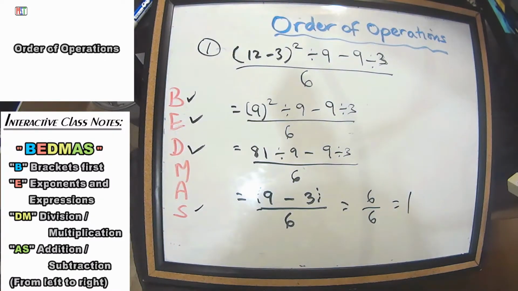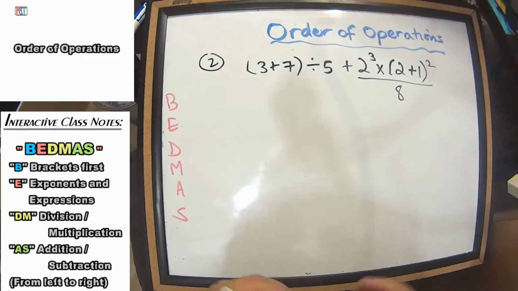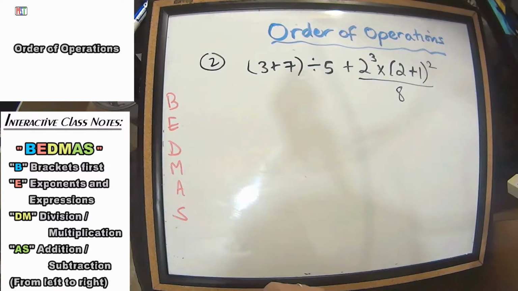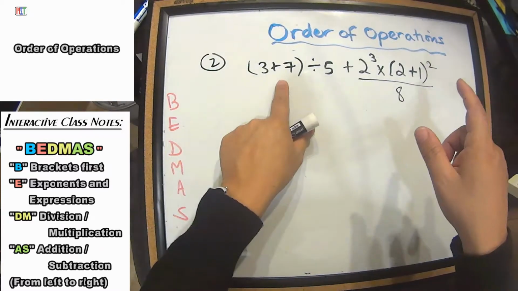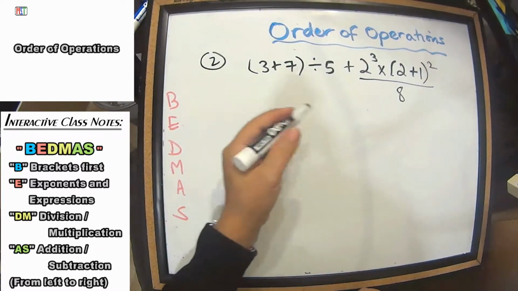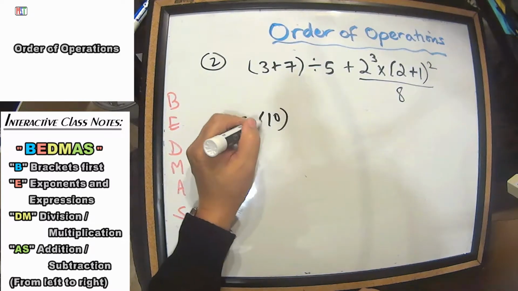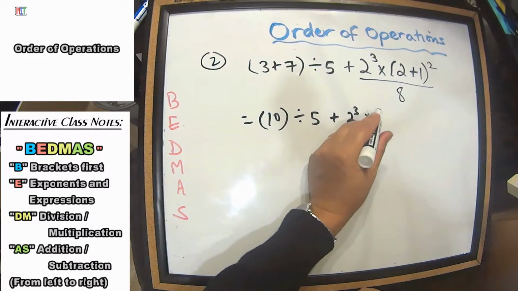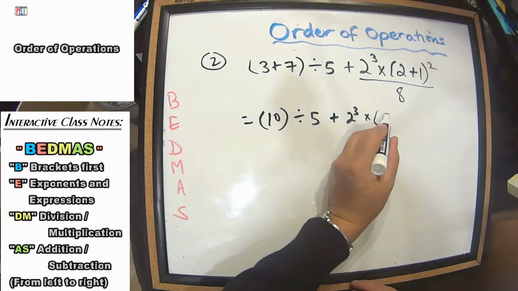Okay, let's do another question. Okay, so we have a second question here. Again, we're going to follow the BEDMAS rule. First thing is bracket. We have a bracket here and then a bracket there. So we're going to do that first. So 3 plus 7 is 10. And then we have 2 plus 1 is 3.